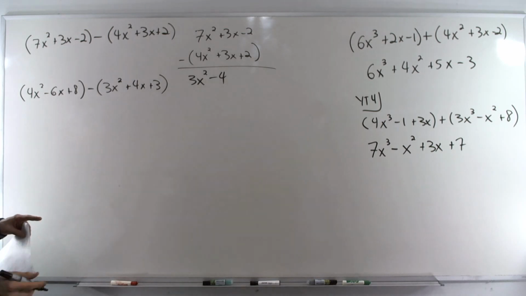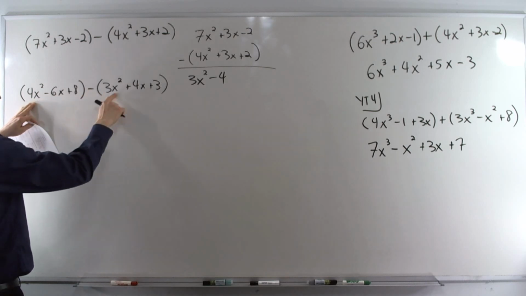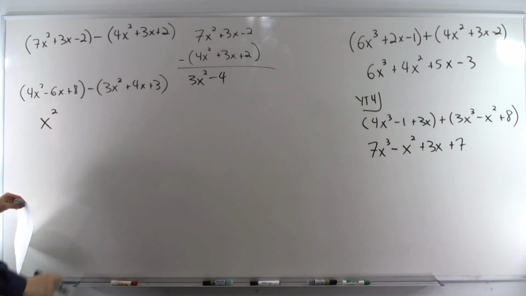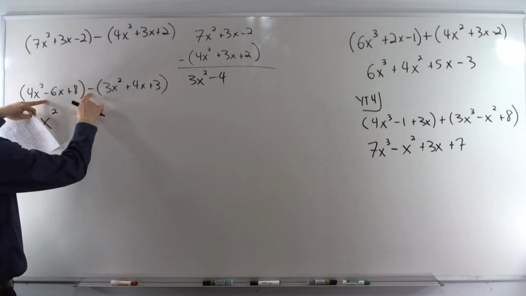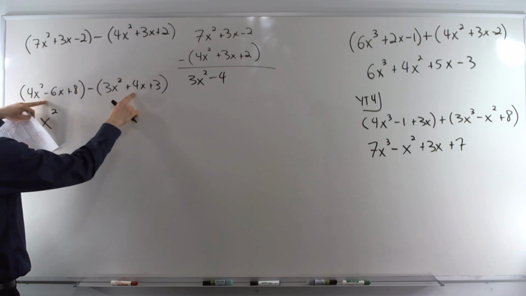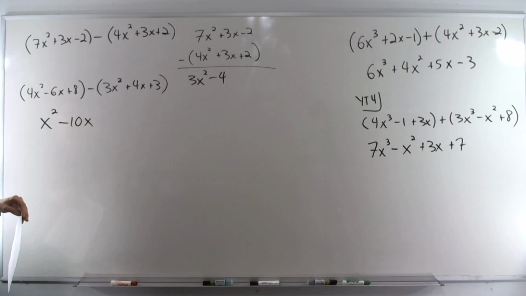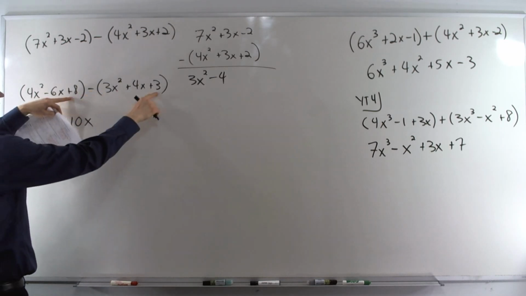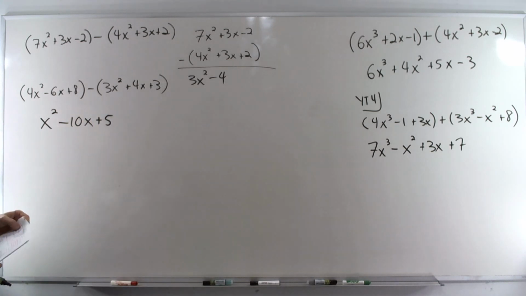All right, for this one, I'm going to do the horizontal method. So 4x squared minus 3x squared. 4 minus 3 is 1, so we just have a single x squared there. Next up, negative 6x minus 4x. Negative 6 minus 4 is negative 10, so negative 10x. Next up, we're going to do 8 minus 3. That's 5. So x squared minus 10x plus 5.